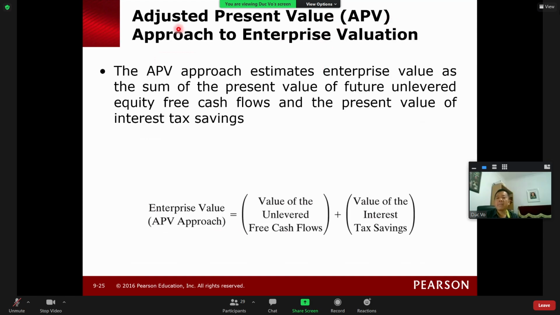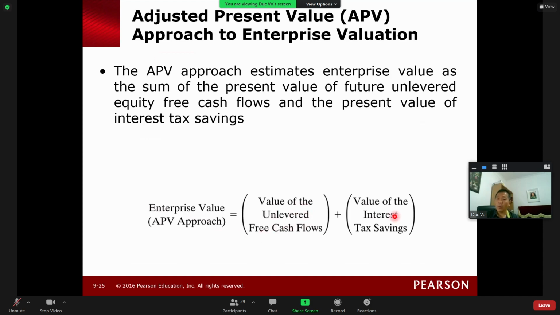The APV stands for the adjusted present value. It's a new approach for enterprise valuation when you believe that the cost of capital for the company cannot be the same for the life of the company. The enterprise value will include two components. The first component is the value of the unlevered free cash flow. Let's make this very clear: when we say unlevered, we are talking about the company not borrowing any debt. So we work out the value of the unlevered free cash flow.